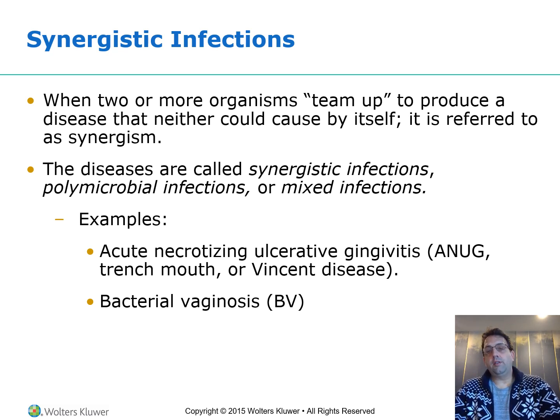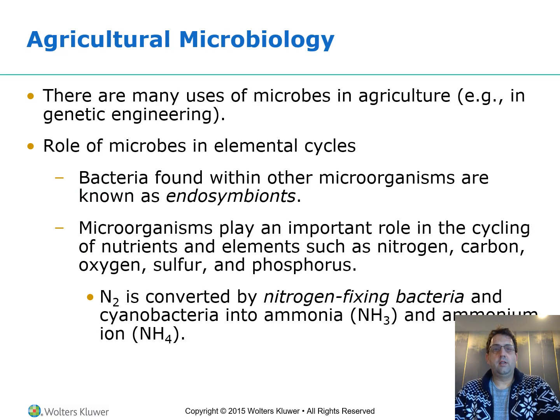Acute necrotizing ulcerative gingivitis, or what some people will call trench mouth, is an example of a synergistic infection, and certain versions of bacterial vaginosis would also be synergistic infections. Now, in agriculture, there are plenty of microbes used. Some of this is in genetic engineering, some of this just happens because of nature. The bacteria found within other microorganisms are called endosymbionts, especially if they're growing in the guts of other things.